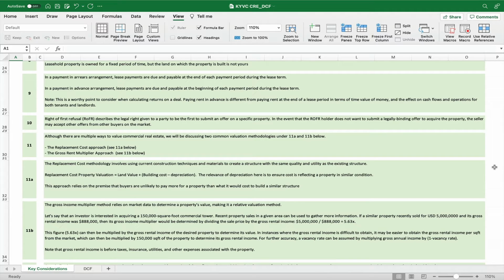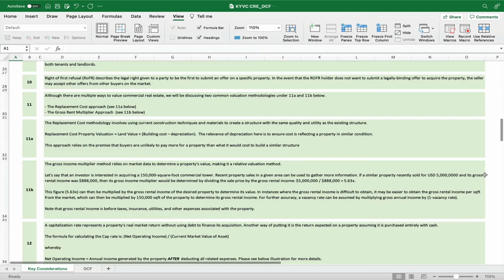The next concept is the right of first refusal, the ROFR. This is something we discussed earlier. It describes the legal right given to a party to be the first to submit an offer on a specific property. In the event that the holder of that right does not want to submit a legally binding offer to acquire the property, the seller may then accept other offers from other buyers on the market.